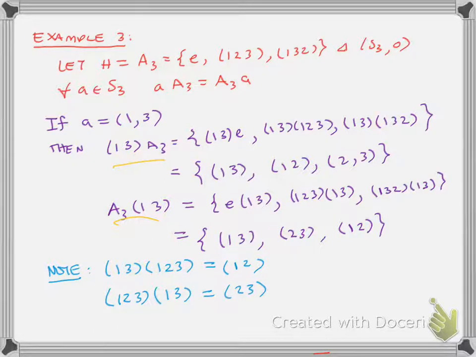They're not equal. However, because it's a normal subgroup, we are saying that there is an element in the right coset that will equal (1 2). That's what we're saying in terms of it being normal. And that element is what? (1 3 2).